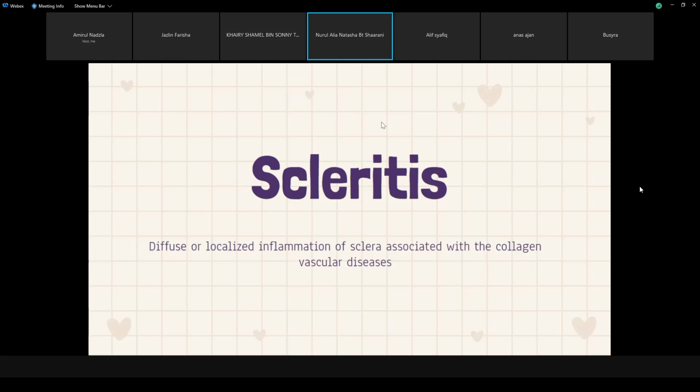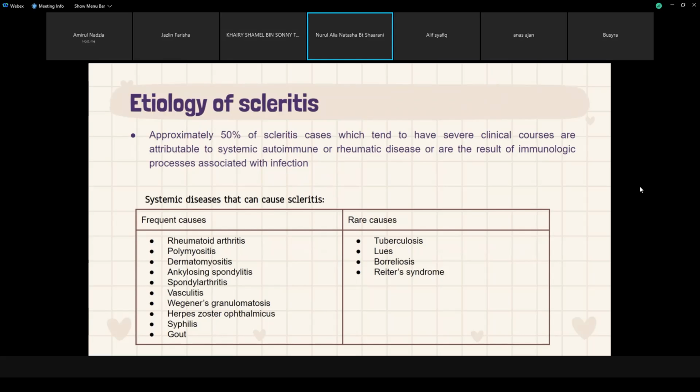So today for my part I will present about scleritis, uveitis and also endophthalmitis. So first we go for the scleritis. Scleritis is diffuse or localized inflammation of the sclera associated with the collagen vascular diseases. But scleritis is uncommon compared to episcleritis.